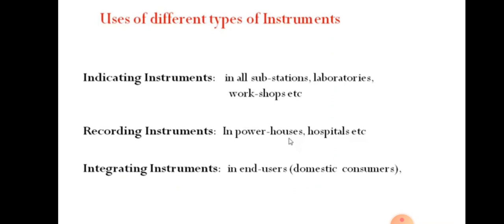Now we will see what the uses of these three different types of instrument are. The first one is indicating instrument. It is used in all substations, laboratories, workshops, etc., where we have to indicate some physical data. The second type is recording instrument. It is used in powerhouses, hospitals, etc. And the third one is integrating instrument. It is used by end users like domestic consumers. We have seen the example of the electricity meter.